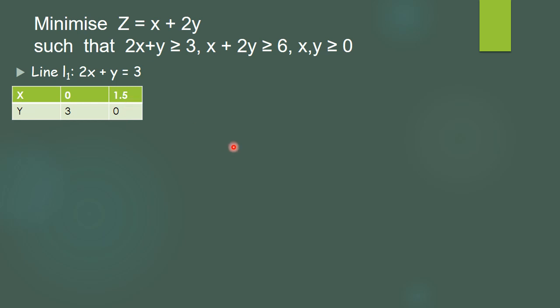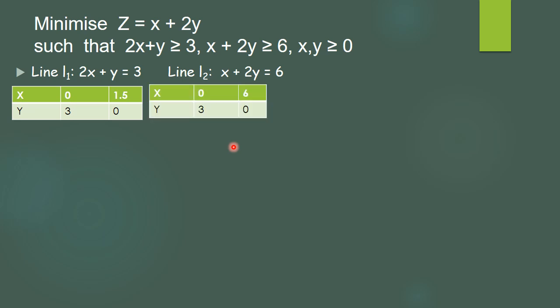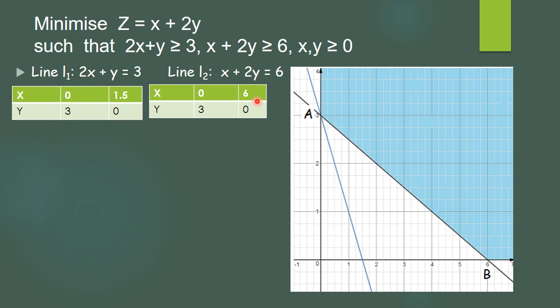Another line x plus 2y is 6. So, when x is 0, we get y as 3, and when y becomes 0, x will be 6. Now we'll try to plot these lines. The first is 0 comma 3 and 1.5 comma 0. So this is the first line we get.